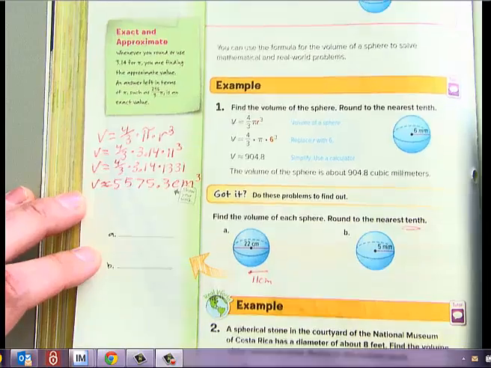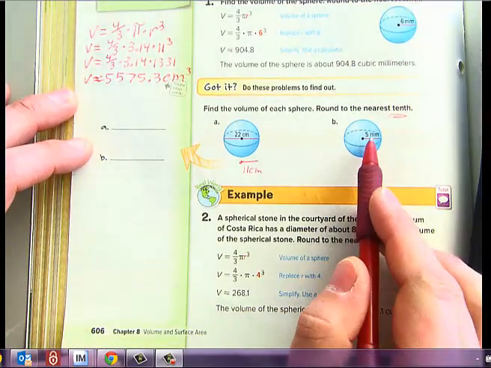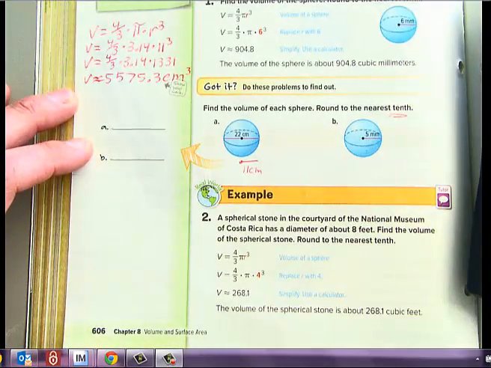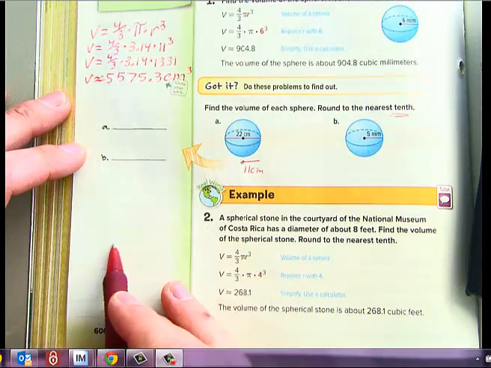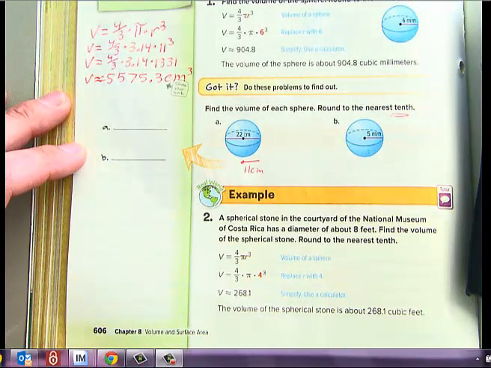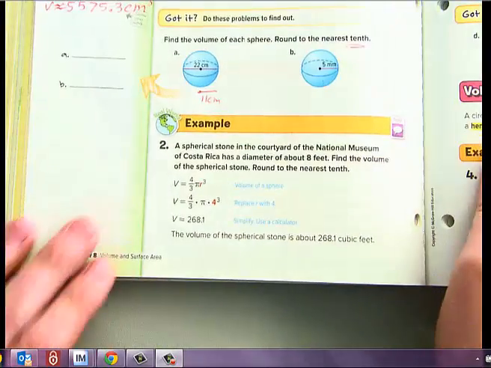Now pause the video and do B on your own, but keep in mind that's already a radius, so don't worry about the diameter. So pause the video, do your work for B here. Alrighty. Hopefully you have B done.